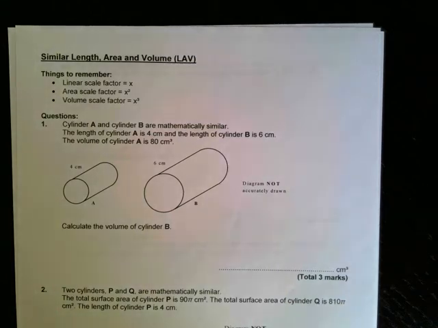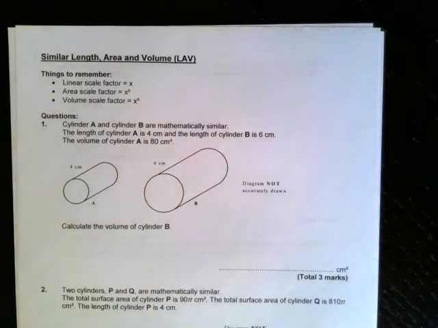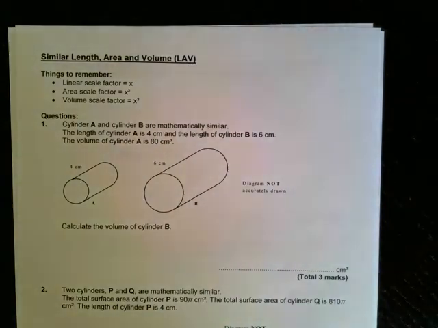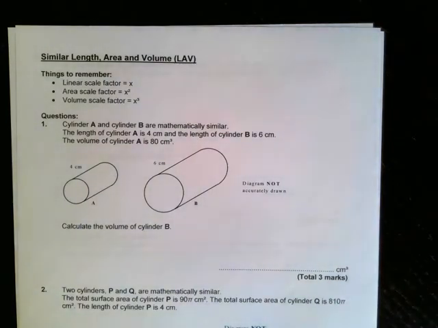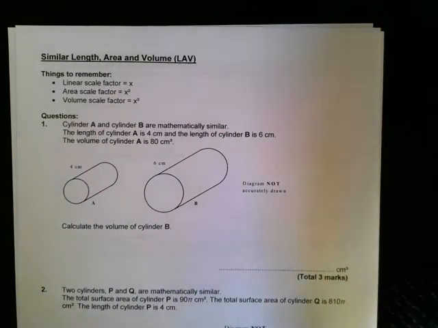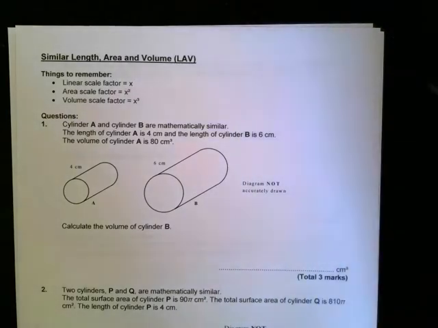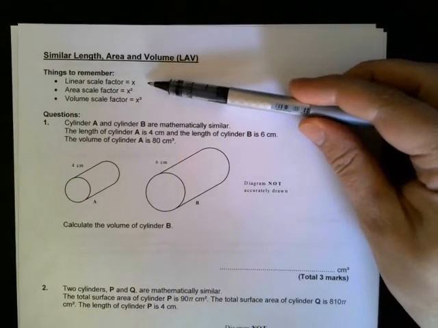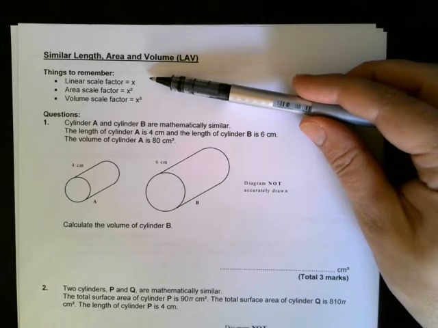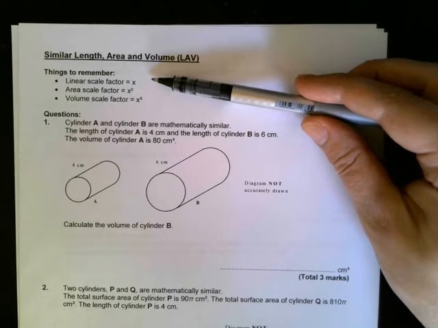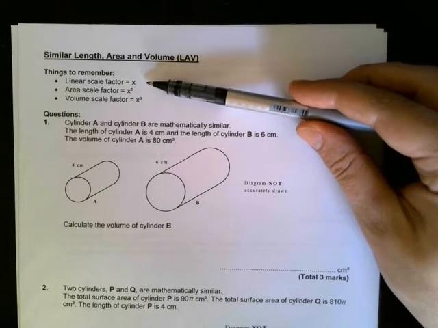Alright, so similar length, area and volume. When we talk about mathematically similar, it means one shape is an enlargement of the other, and obviously we're going into 3 dimensions and surface areas and things like that. The thing we've got to remember is that the scale factor is what we multiply by to get from one thing to another. If it's linear, it's just times by the scale factor.